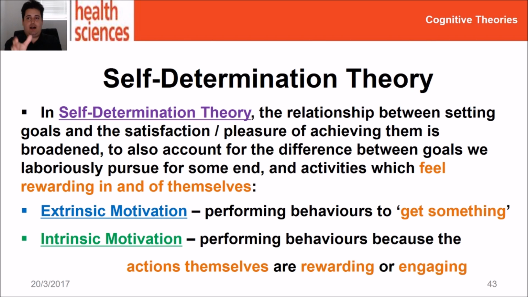The last theory within the cognitive theories that is really influential to the modern perspective is self-determination theory.